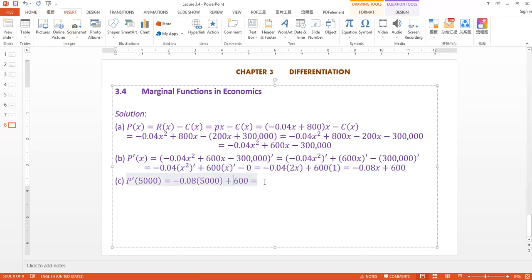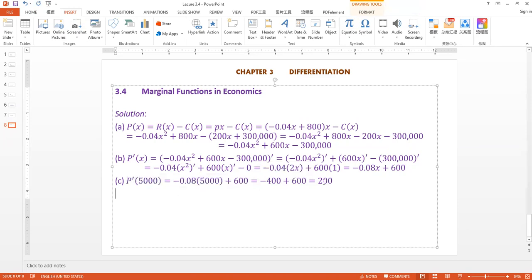So now let's just multiply those numbers. 0.08 times 5,000. I think that's negative 400. If you do it, we got a negative sign in the front. Okay, then you add 600, so that gives 200. Okay, right?